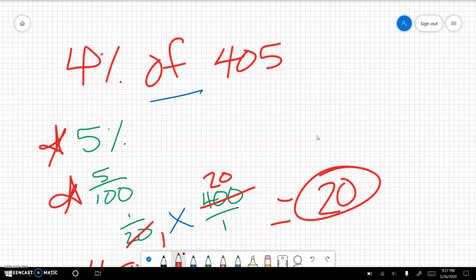Don't skip steps, especially if you know that you're struggling with it. Don't try to do the steps in your head. If you need to see it written out, write it out. It just takes an extra 30 seconds. There you go. Good luck.